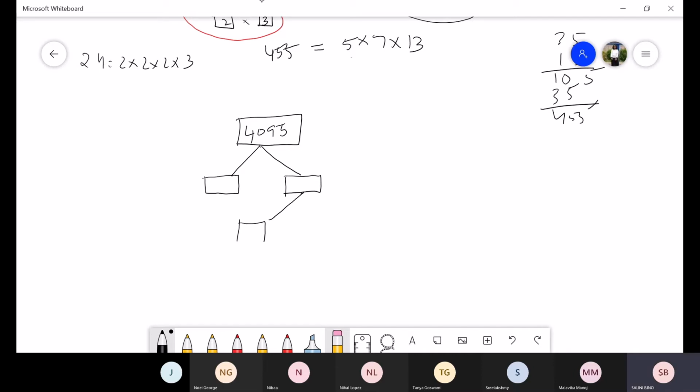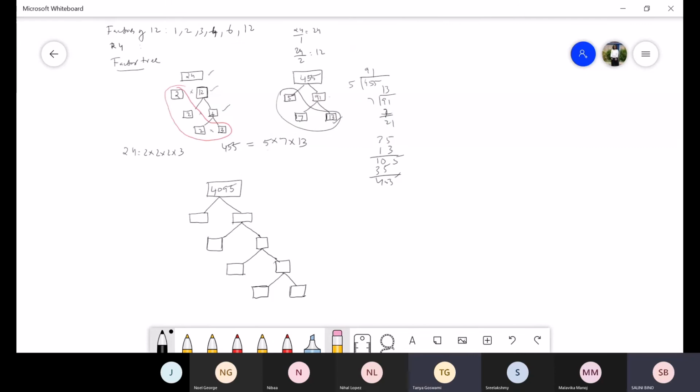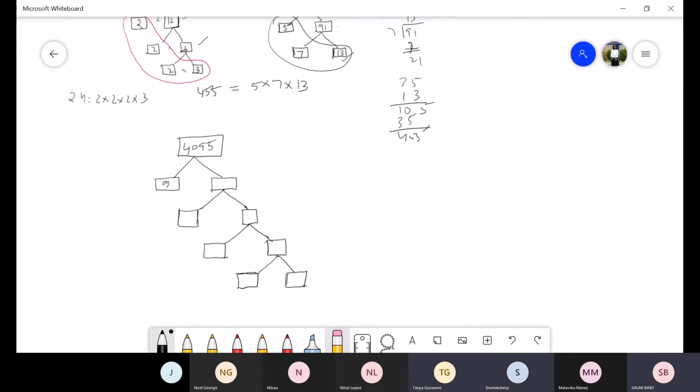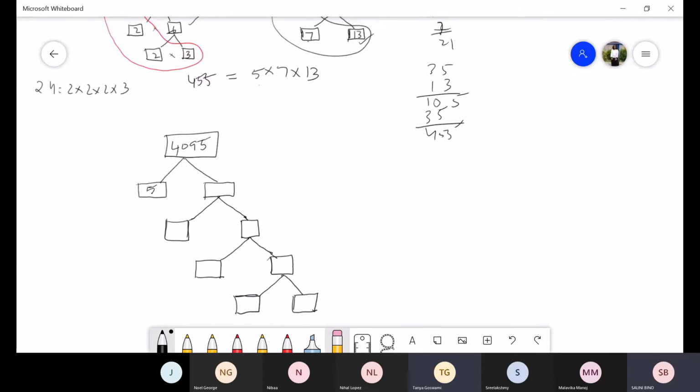I will give you the boxes and you have to fill them in. Okay. Start doing. Wait, just a minute. Let me finish drawing this and then I will write. Tell me. Okay, 5 then? 3. No, after 5, when you divide by 5, what will be the answer? 819. Okay. And again? 3.